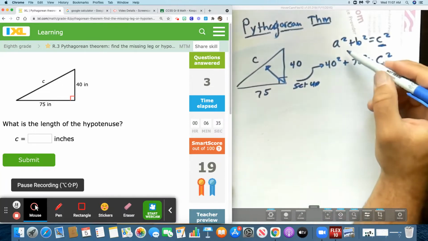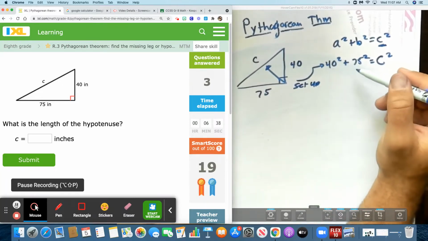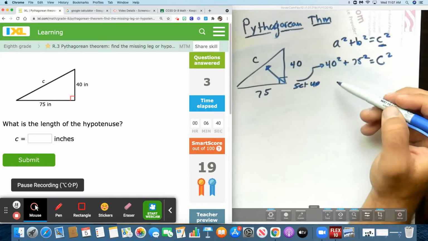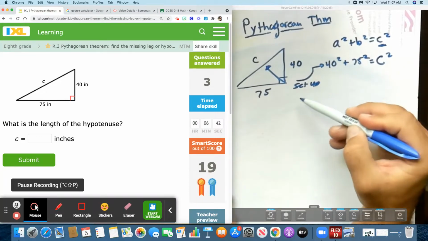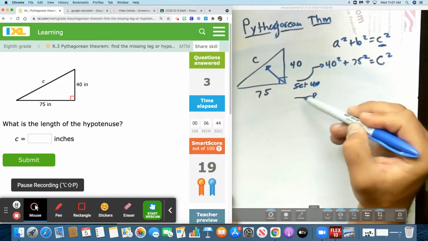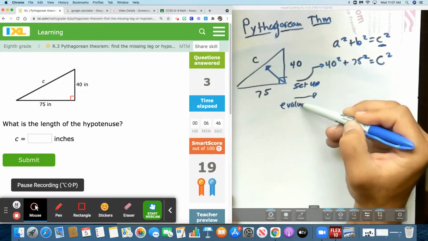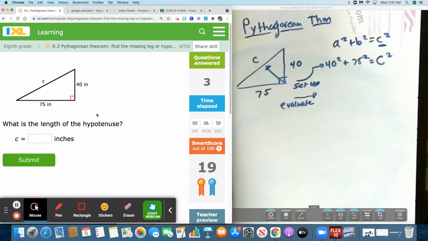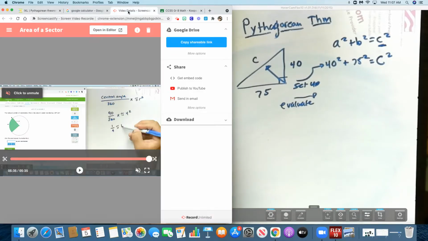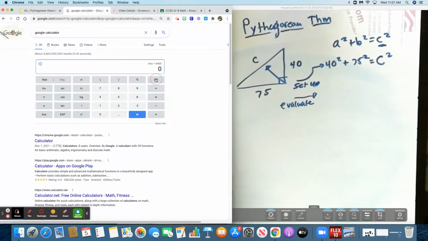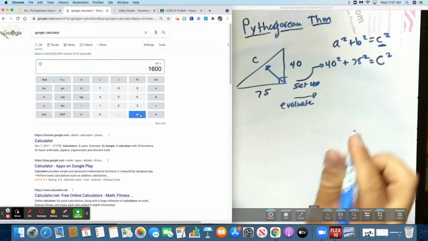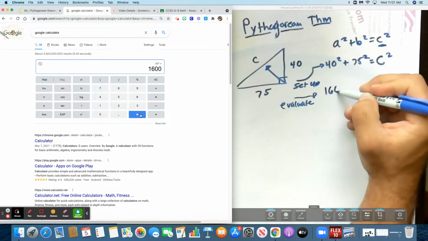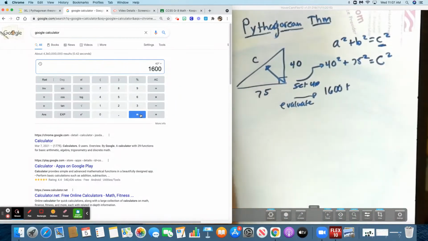Okay. Now we're going to simplify. We actually don't even have to solve on this. So next thing we're going to do is evaluate. So we've got this evaluation. Let's go to our Google Calculator. All right, so we've got 40 squared equals 1600. Okay, so we've got 1600 plus 75 squared.